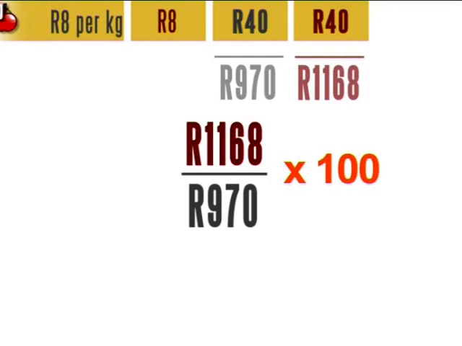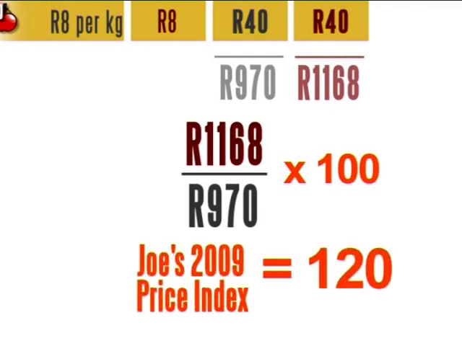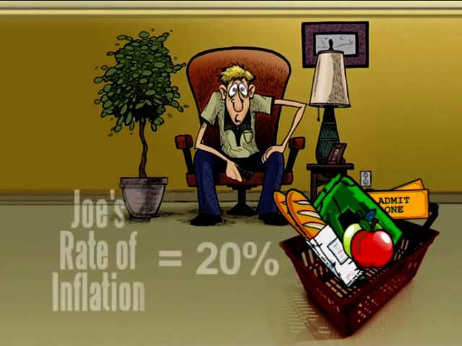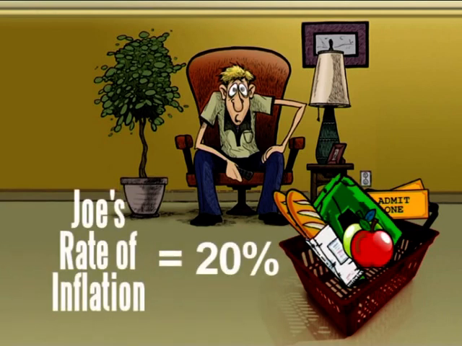1,168 rand divided by 970 multiplied by 100 gives us a price index of 120 for 2009. As a percentage, with this basket of goods, Joe's rate of inflation is 20%. The same basket of goods cost him 20% more in 2009 than it cost in 2008.